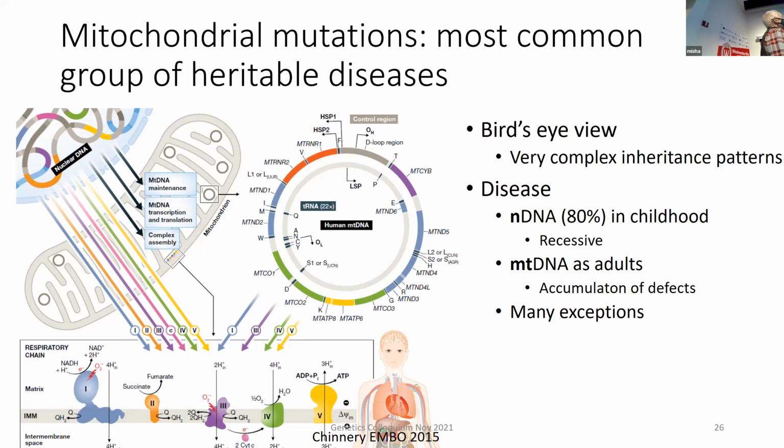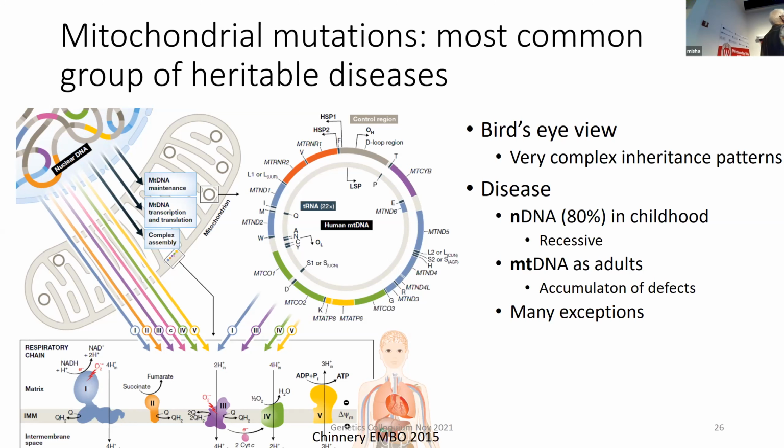And typically, they manifest themselves already in childhood. Why? Because they have to be homozygous in order to manifest themselves. So this mutation, the typical mutation in the nuclear DNA, is recessive, a mutation affecting the proteins in the mitochondrial electron transfer chain. Now, there are also mutations in the mitochondrial DNA, but these typically manifest themselves only in the adult, at different ages, anywhere between 40 and 60.